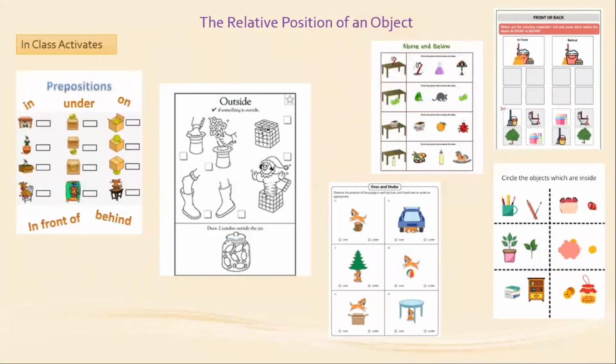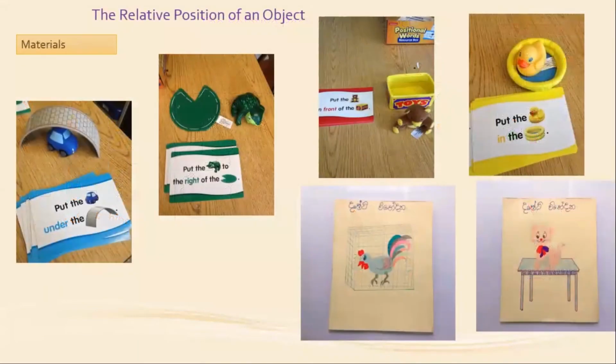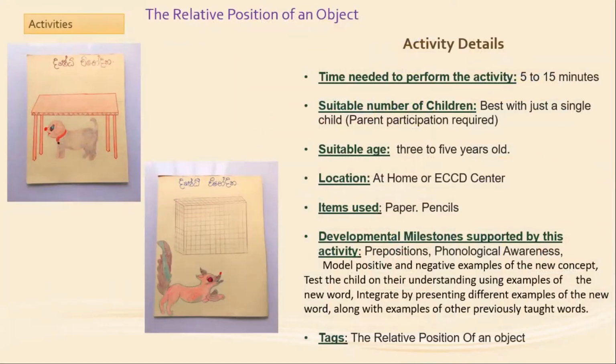These are my in-class activities. These are my materials. My first activity for position. I teach them on, under, inside and outside from these pictures. Children get new words when we teach using these pictures.